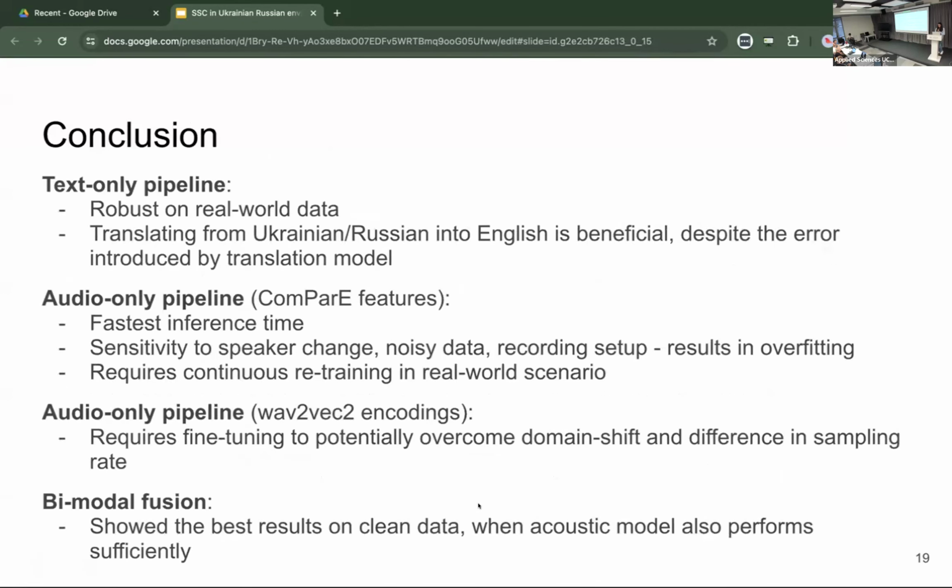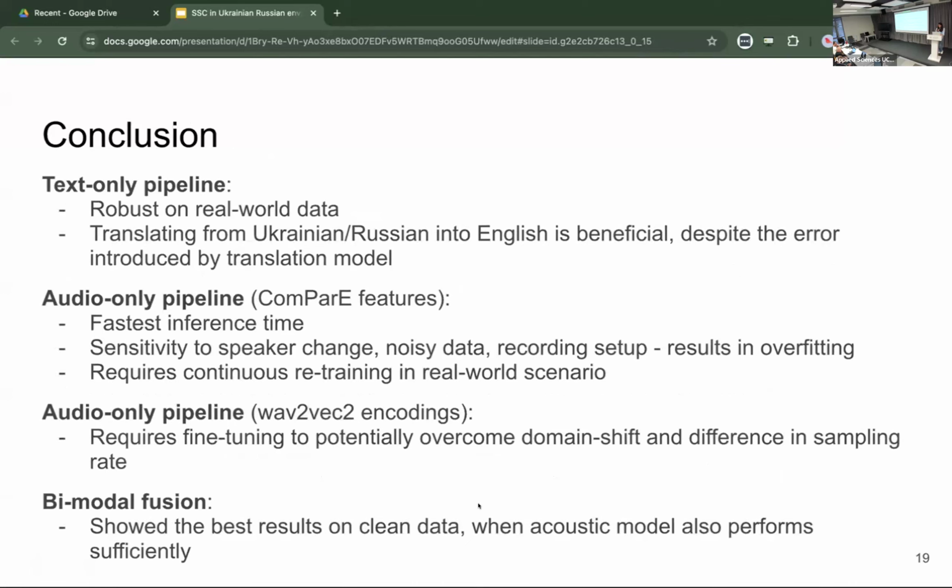So the conclusion of our work is the following. The text-only pipeline showed pretty good results and is robust on real-world data. Also, we found that translation from Ukrainian and Russian into English is beneficial, despite the errors introduced by the translation model.